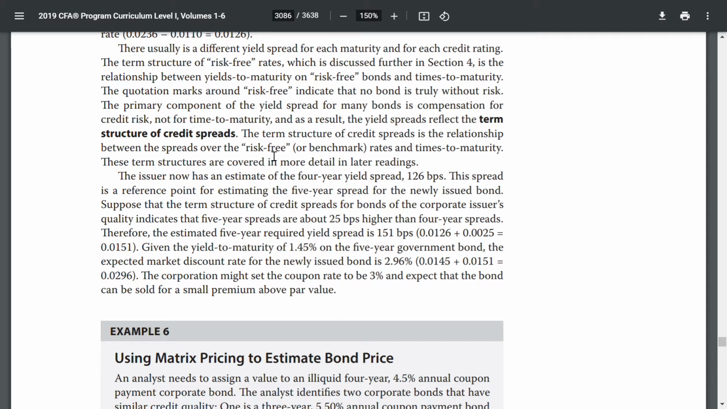The primary component of yield spread of many bonds is compensation for credit risk, not for time to maturity, and as a result, the yield spread reflects the term structure of credit spreads. The term structure of credit spreads is the relationship between the spread over the risk-free or benchmark rates and times to maturity. These term structures are covered in more detail in later readings. The issuer now has an estimate of the 4-year yield spread: 226 bps. This spread is a reference point for estimating 5-year spreads in newly issued bonds.